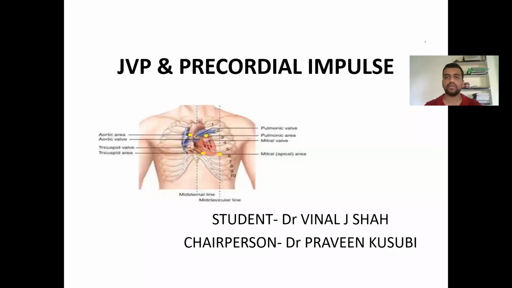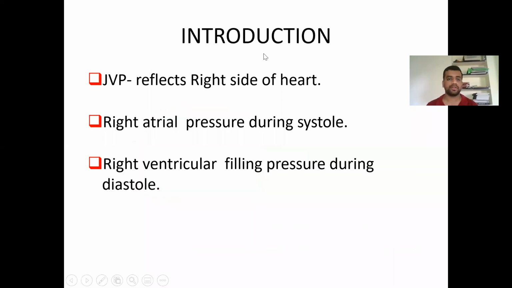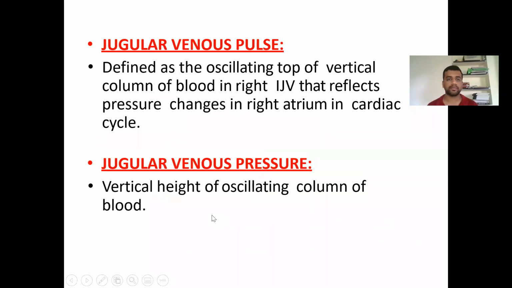Hence we are supposed to remember it, and we are not supposed to make any mistakes here. Okay, so we'll start with the JVP. So definitions and all: it is the oscillating top column of vertical blood, that is the height we are going to measure, or that is the level where you are going to take a measurement.